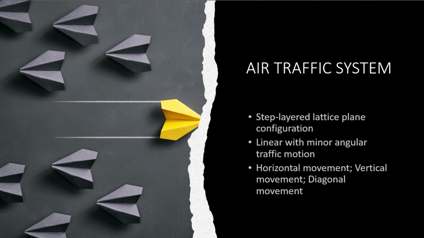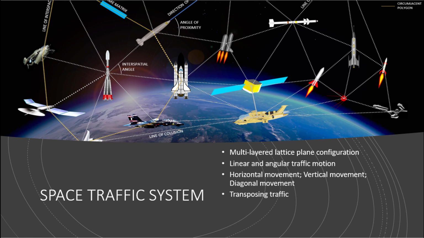Now here is the space traffic system. As you can see, it features a multi-layered lattice plane configuration. In space, traffic would be transposing in nature, so obviously it would be multi-layered.